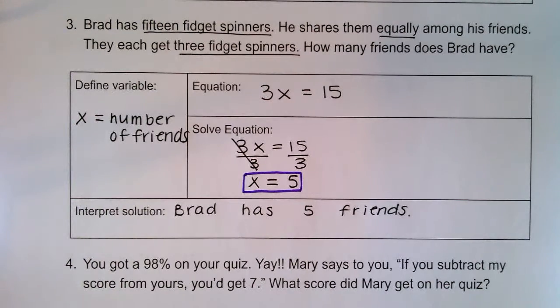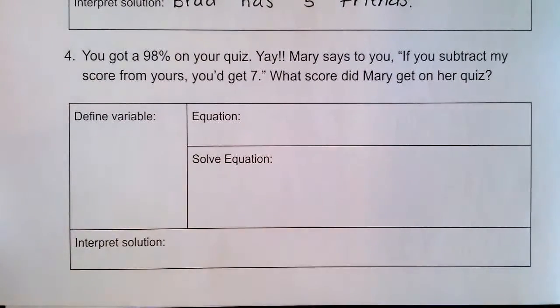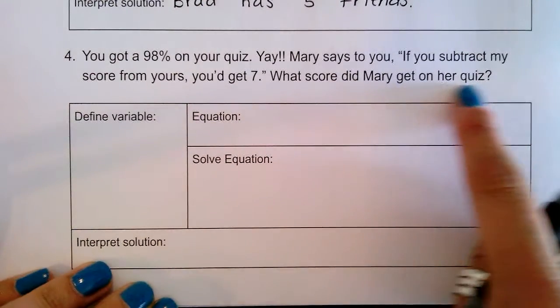All right, and let's do one more example here. This is example number 4 on your day 1.7 notes. You got a 98% on your quiz. Yay! Mary says to you, if you subtract my score from yours, you'd get 7. So we're asking, what score did Mary get on her quiz? So that's our question. What score did she get on her quiz?